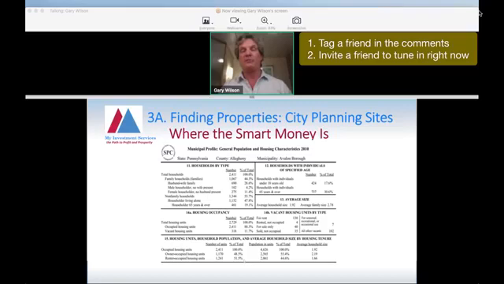Here's why this is important. When I'm flipping homes, I want to flip homes in an area that is greater than 2/3 owner-occupied. In other words, if this number said 67%, I would probably flip in that area. I might want to buy some rentals, but I'd be more inclined to flip homes, okay? Greater than 2/3.